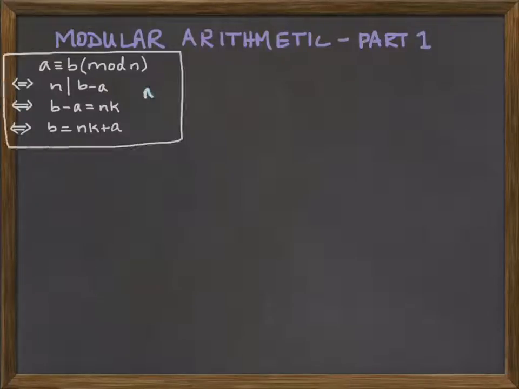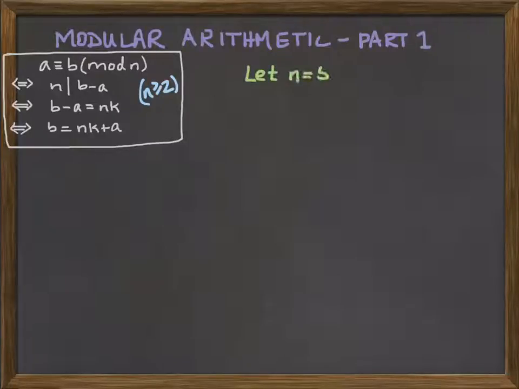I should mention here that n has to be greater than or equal to 2 in this definition, and also that, although I didn't write it down, a, b, n, k, and every other variable I use in this screencast must be an integer. So let's look at an example.